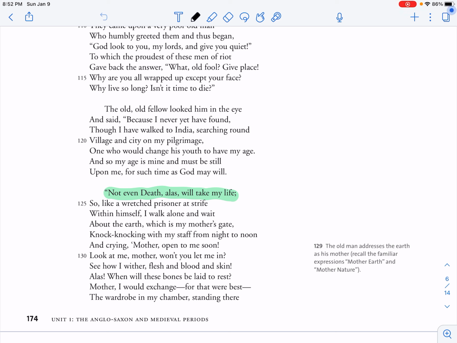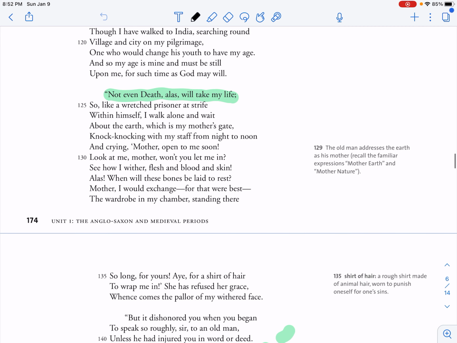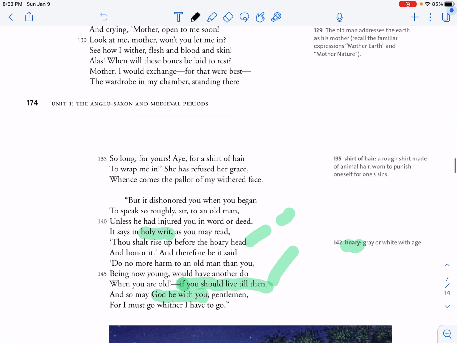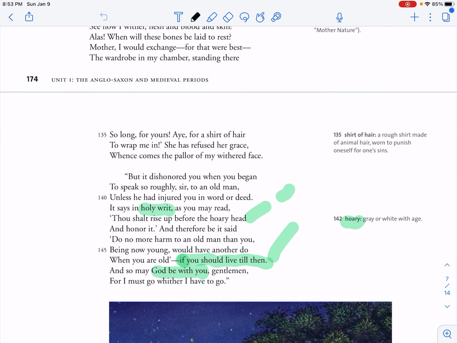The old fellow looked him in the eye and said, "Because I never yet have found, though I have walked to India, searching round village and city on my pilgrimage, one who would change his youth to have my age. And so my age is mine and must be still upon me for such time as God may will. Not even death, alas, will take my life. So like a wretched prisoner at strife, within myself I walk alone and wait about the earth, which is my mother's gate, knocking with my staff from night to noon, and crying, 'Mother, open to me soon. Look at me, mother, won't you let me in? See how I wither flesh and blood and skin. Alas, when will these bones be laid to rest? Mother, I would exchange, for that were best, the wardrobe in my chamber standing there, so long for yours, for a shirt of hair to wrap me in.' She has refused her grace, whence comes the pallor of my withered face."